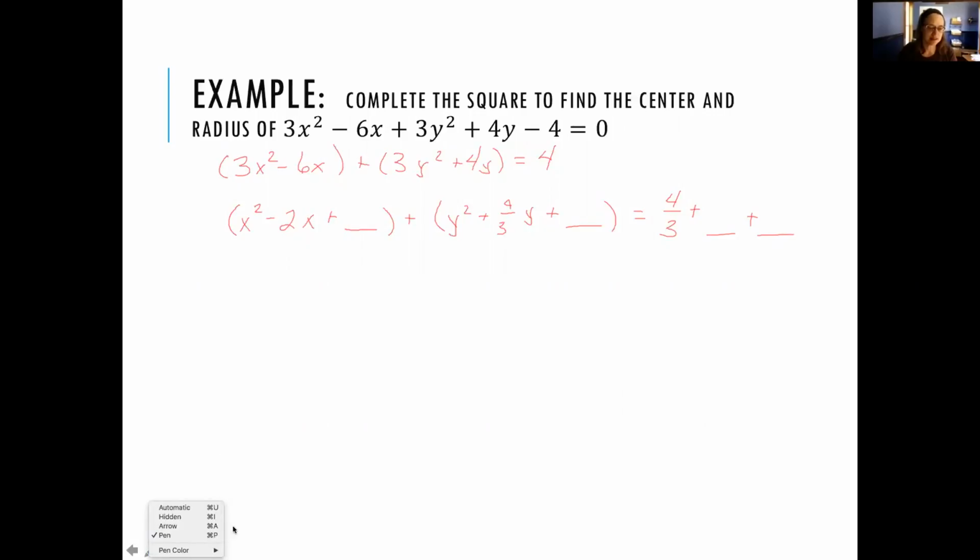Now what I'm going to add is, as I complete the square, I always add the same thing. I always take the number that's in the middle. So in this case, negative 2. I divide that by 2, and then I square it. So I added 1 on the left. I'm going to add 1 on the right. For the y's, I'm going to take 1/2 of 4/3 and square that, which will give me 2/3 squared, so that's going to be 4/9.